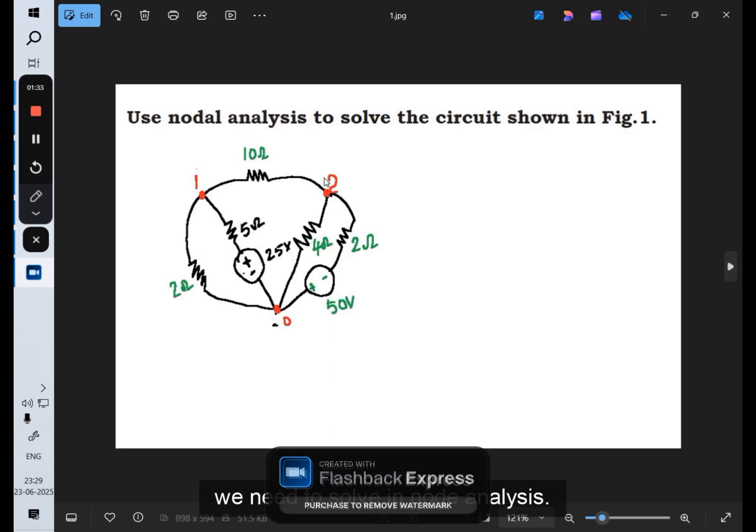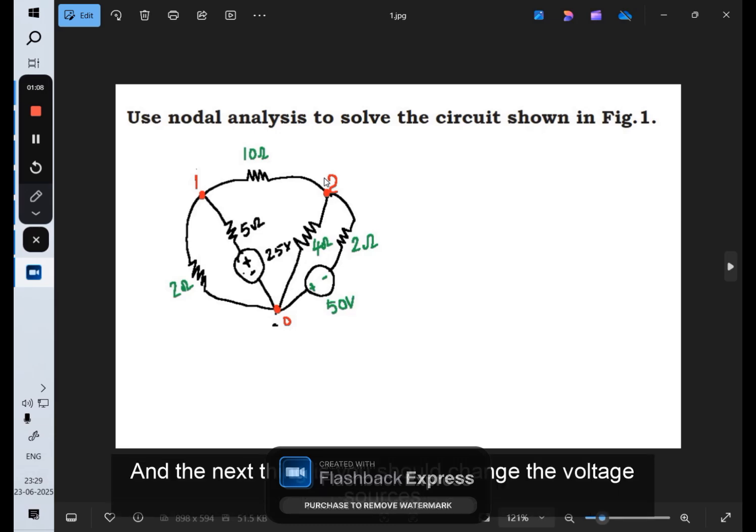In nodal analysis, the first step is to identify the nodes. So that we have done here. It is named as node 1 and node 2, and by default one of the nodes you should take as the reference node, so that is indicated as 0 here.